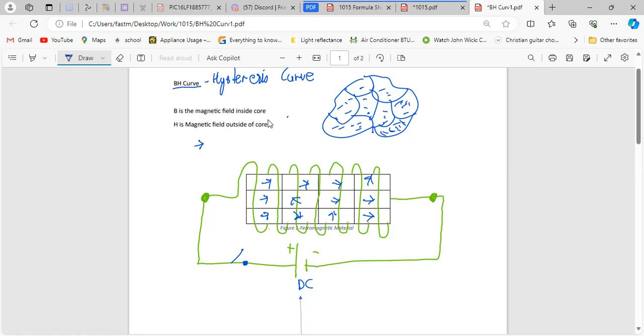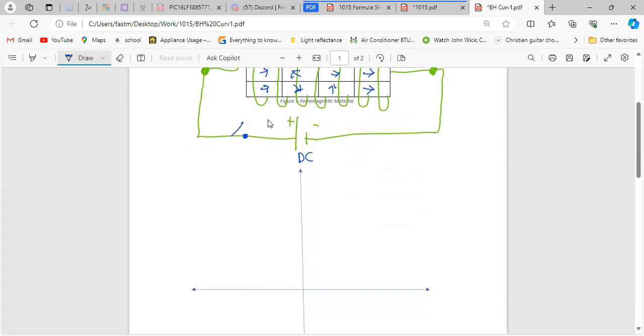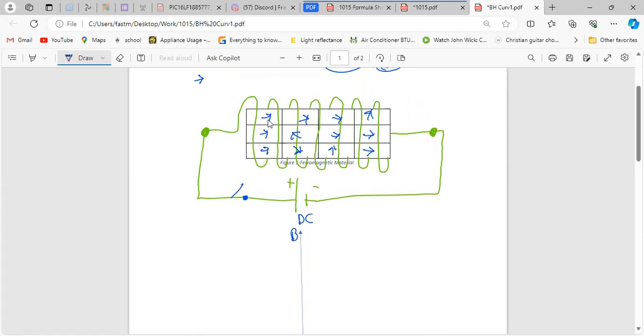So on our BH curve, we could start plotting. This is B and this is H. Since we said the material is unmagnetized, everything starts from 0. Now let's say we pull this down.